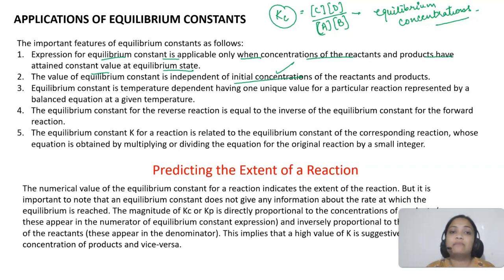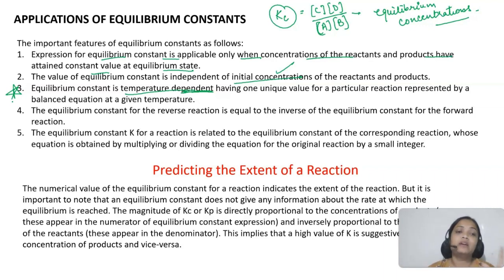Equilibrium constant is temperature dependent. This is very important. You must know that equilibrium constant depends on temperature. So it has one unique value for a particular reaction at a given temperature. It means with the temperature it is going to change. How it will change, we will be discussing when we cover the effect of temperature on equilibrium.